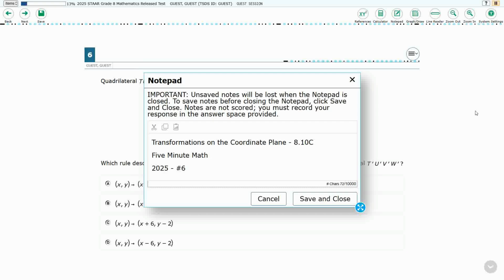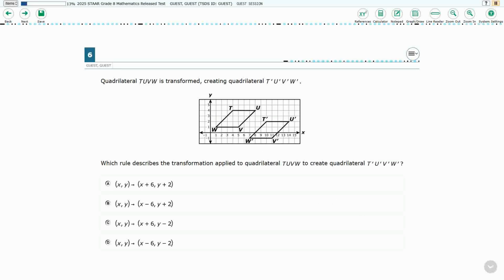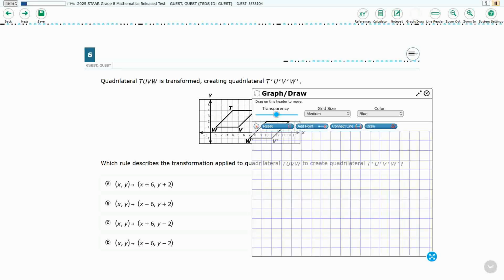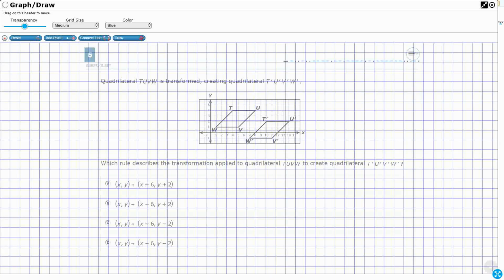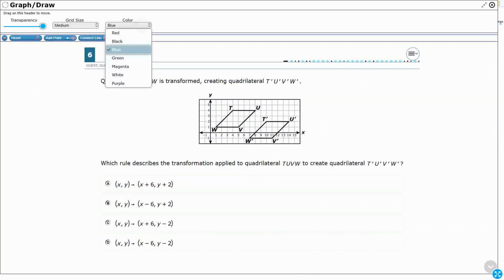Today we are looking at the 8th grade concept of transformations on the coordinate plane. This is standard 8.10c in the great state of Texas, and we are using item number 6 of the 2025 released STAAR test. If you haven't done so already, please go ahead and take a moment to pause the video, work this problem out on your own, unpause it, and we will look at our answers together.